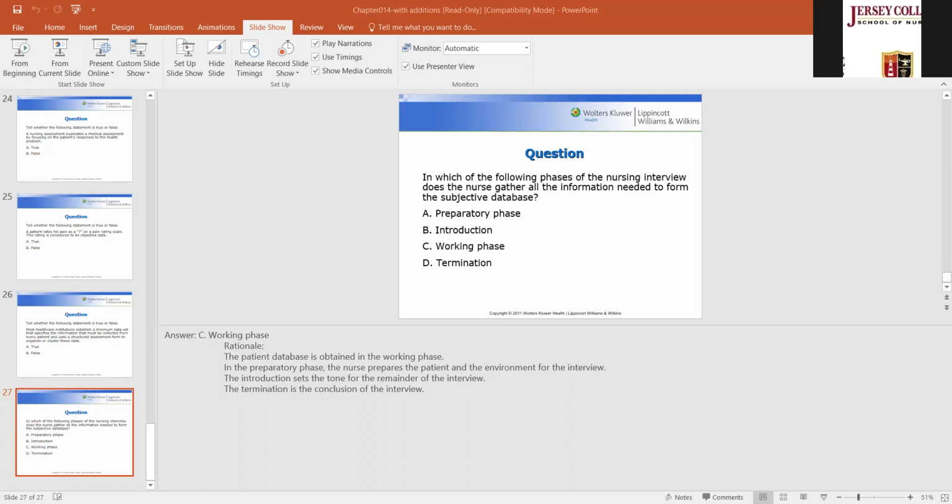So now we're creating a list of suspected problems. We're ruling out similar problems and diagnoses. We're naming actual and potential diagnoses and clarifying the things that contribute to them. We're determining any risk factors. We're identifying the resources, the strengths, and the areas for health promotion.